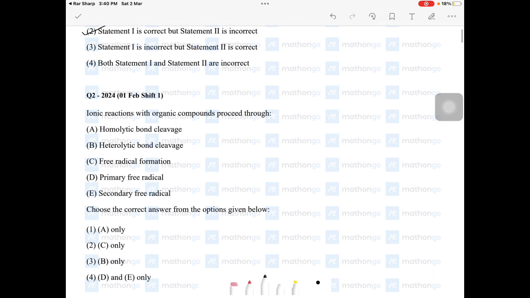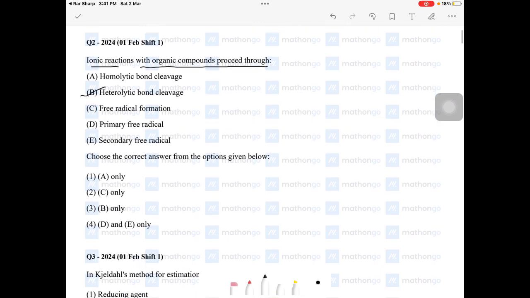Next, second question, ionic reactions with organic compounds proceed through heterolytic bond cleavage. Only B is correct, third one is right.